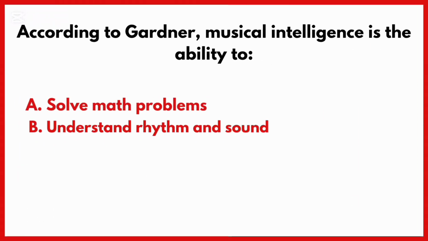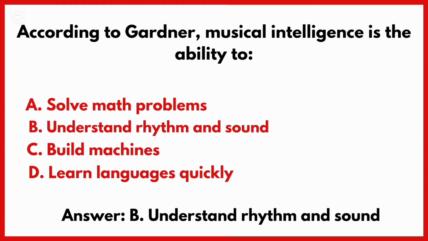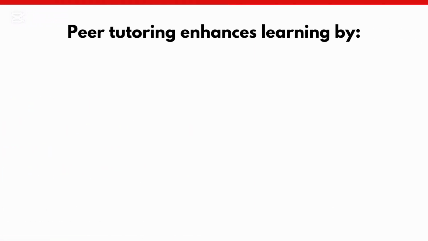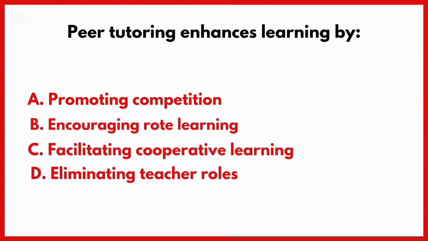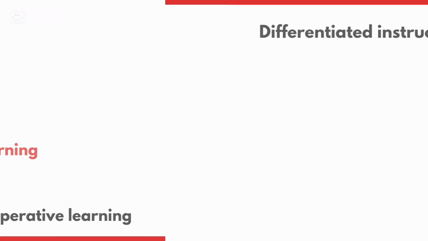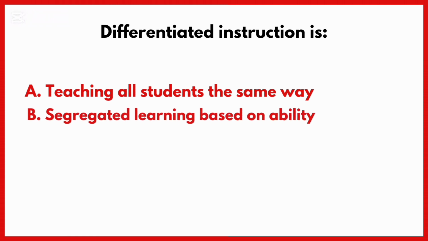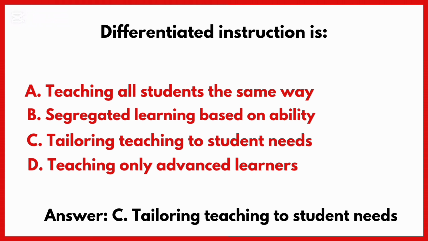According to Gardner, musical intelligence is the ability to. Correct answer is option B. Understand rhythm and sound. Tutoring enhances learning by. Correct answer is option C. Facilitating cooperative learning. Differentiated instruction is. Correct answer is option C. Tailoring teaching to student needs.